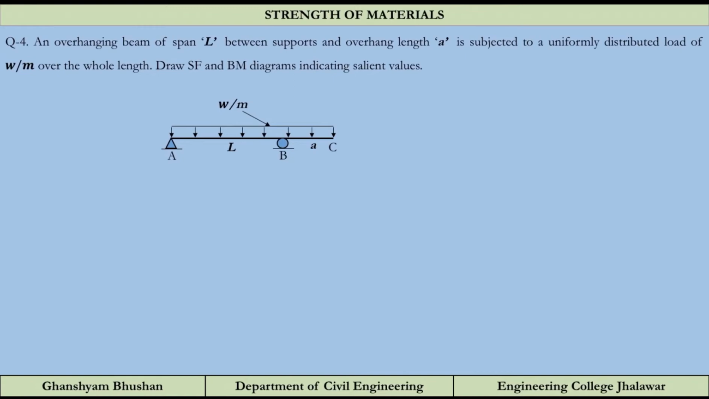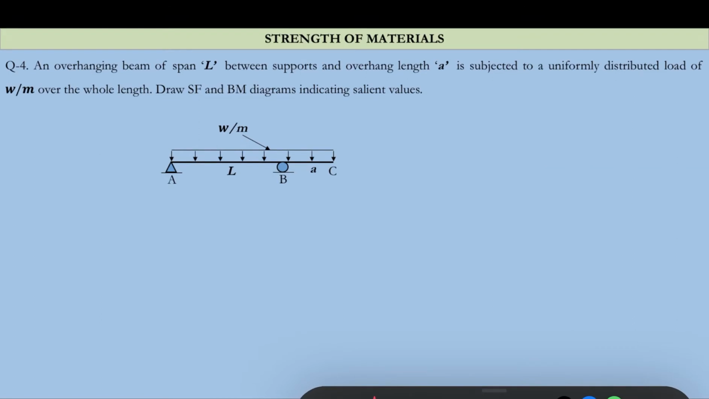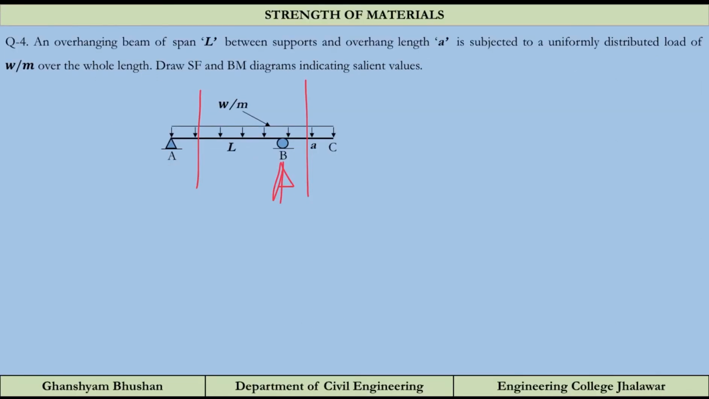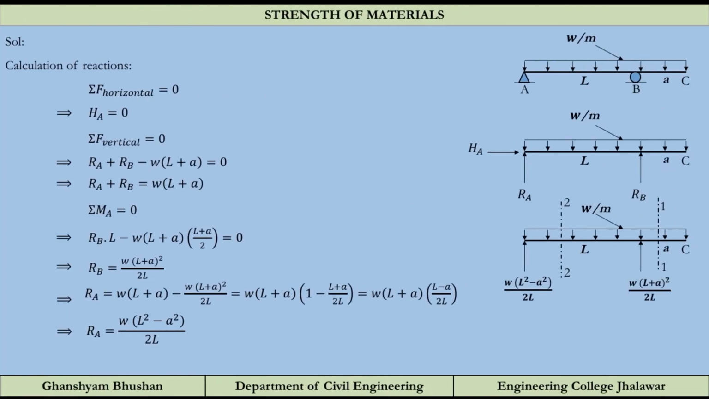We have to just calculate the reactions, and by drawing the free body diagram, take the sections where the loads are changing. Here in this section loading is the same and in this section loading is the same, so the change is coming due to the reaction RB. So there will be two spans, AB and BC. Accordingly we will check the values of shear force and bending moment, put the respective limits and calculate the values. So let us start the question.